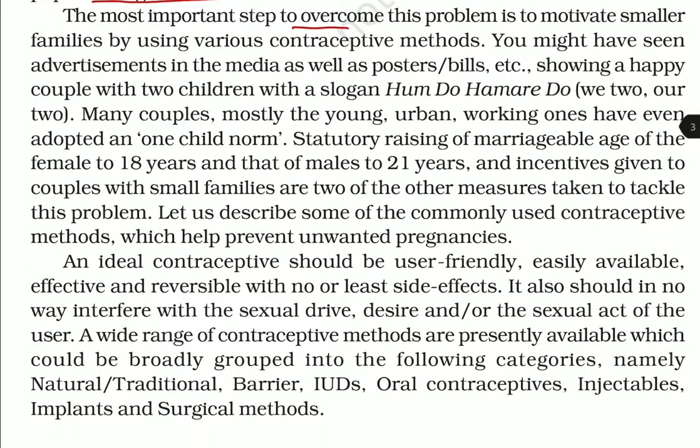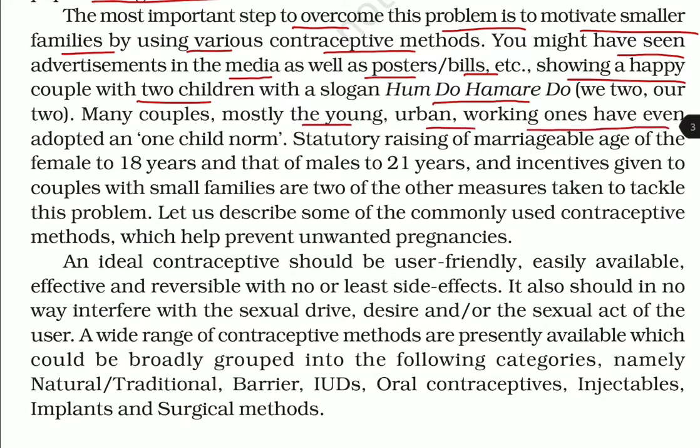The most important step to overcome this problem is to motivate smaller families by using various contraceptive methods. You might have seen advertisements in the media as well as poster bills, etc., showing a happy couple with two children with a slogan "Hum do, hamare do, we two and our two." Many couples, mostly the young urban working ones, have even adopted one child now.